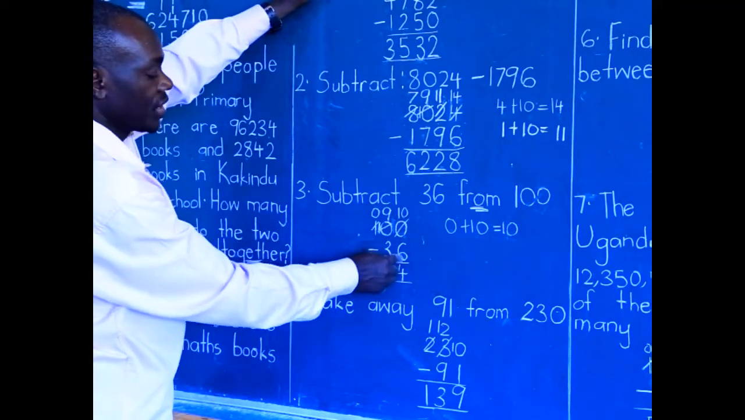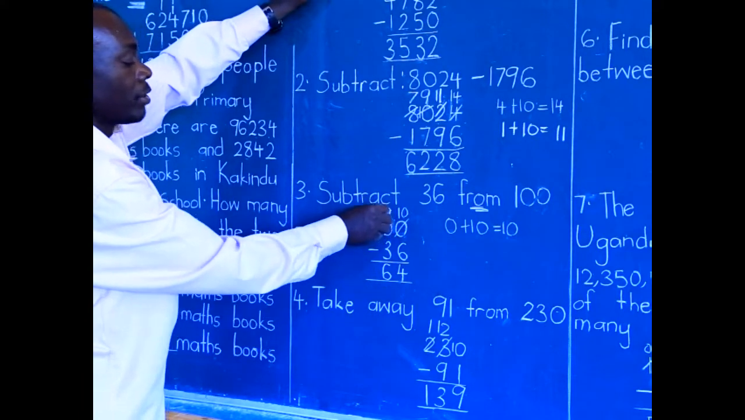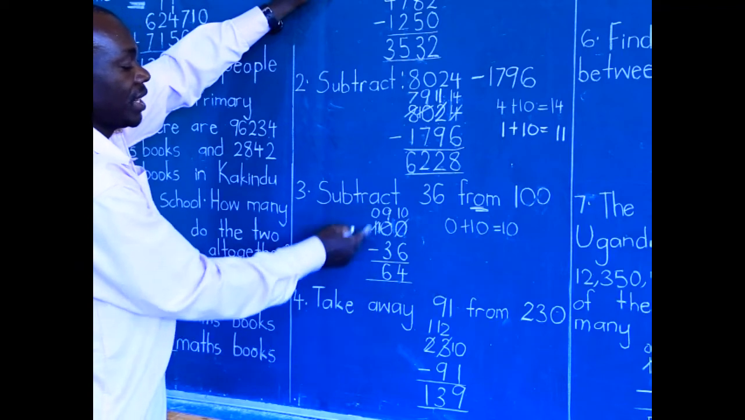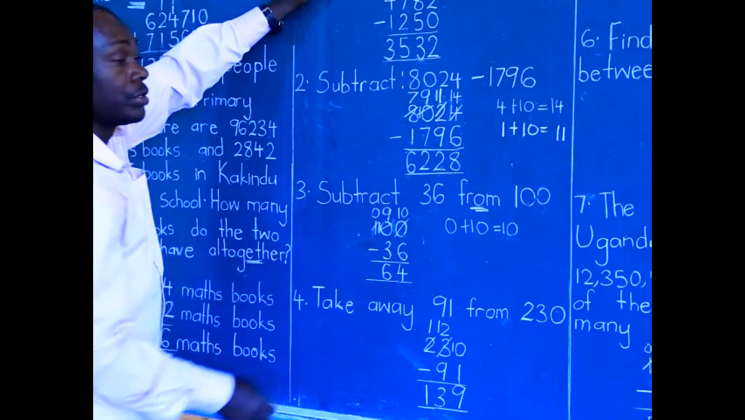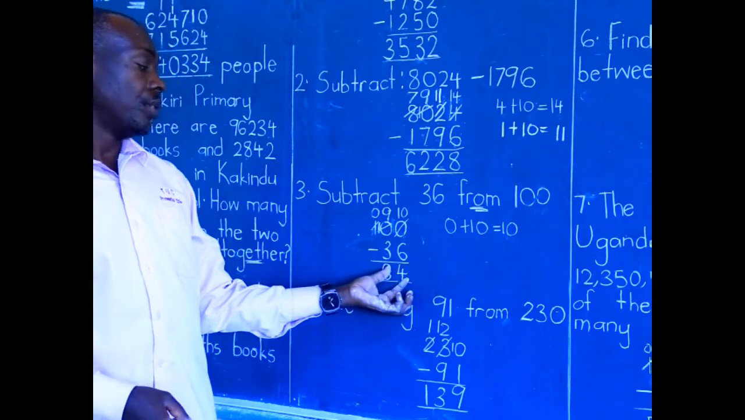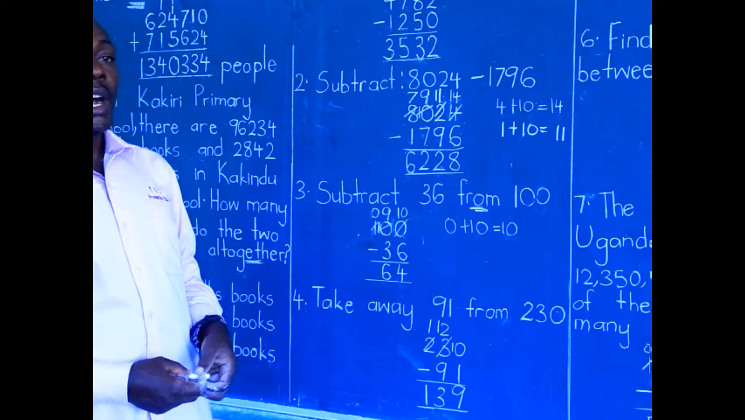That is 10 minus 6, you get 4. And now remember we make 9 here. Now 9 minus 3, you get 6. And here we went with 0, which is not allowed to lead any whole number. So the answer is 64 for this subtraction.